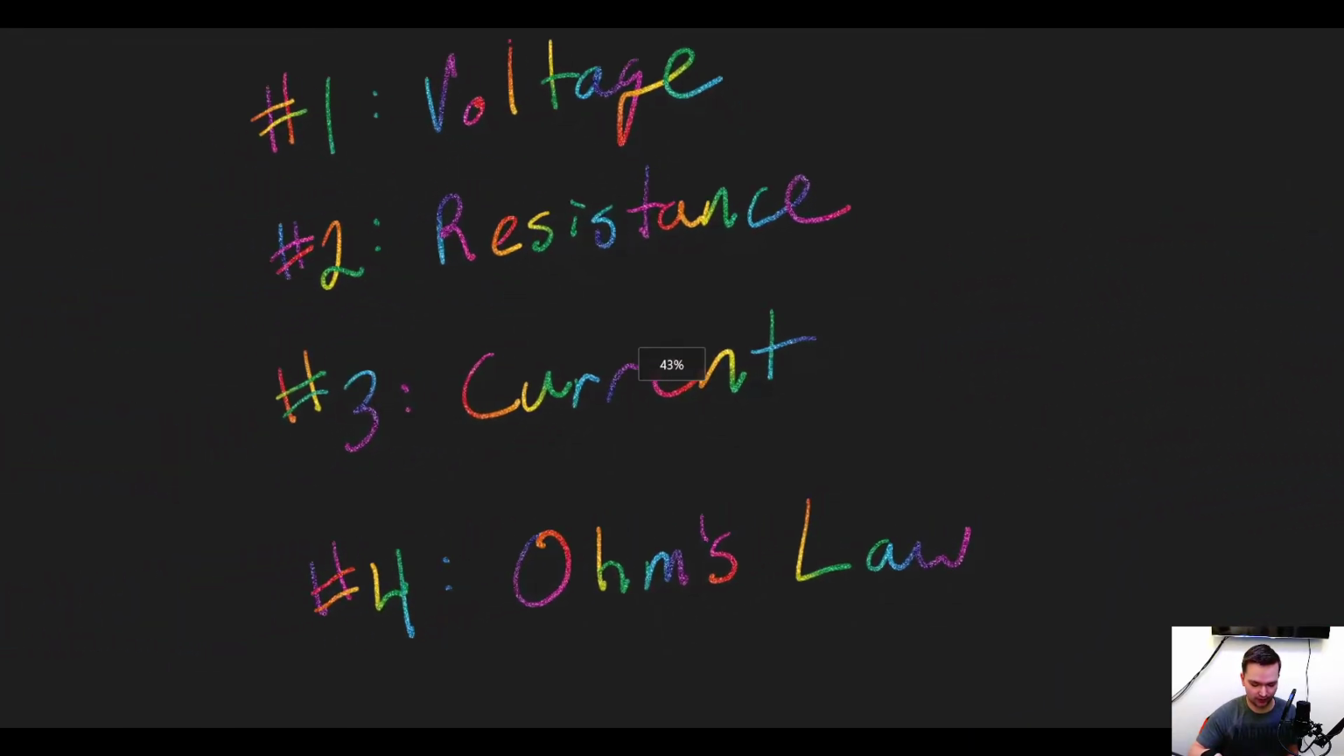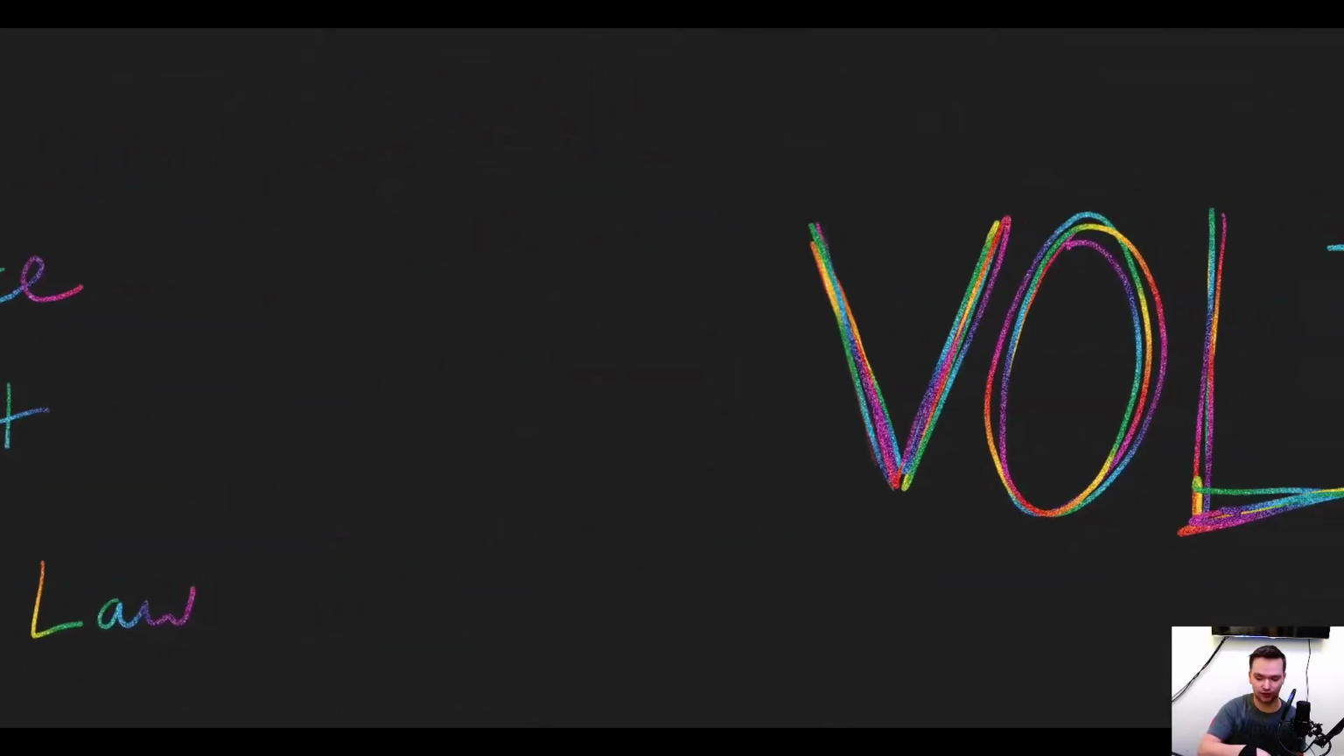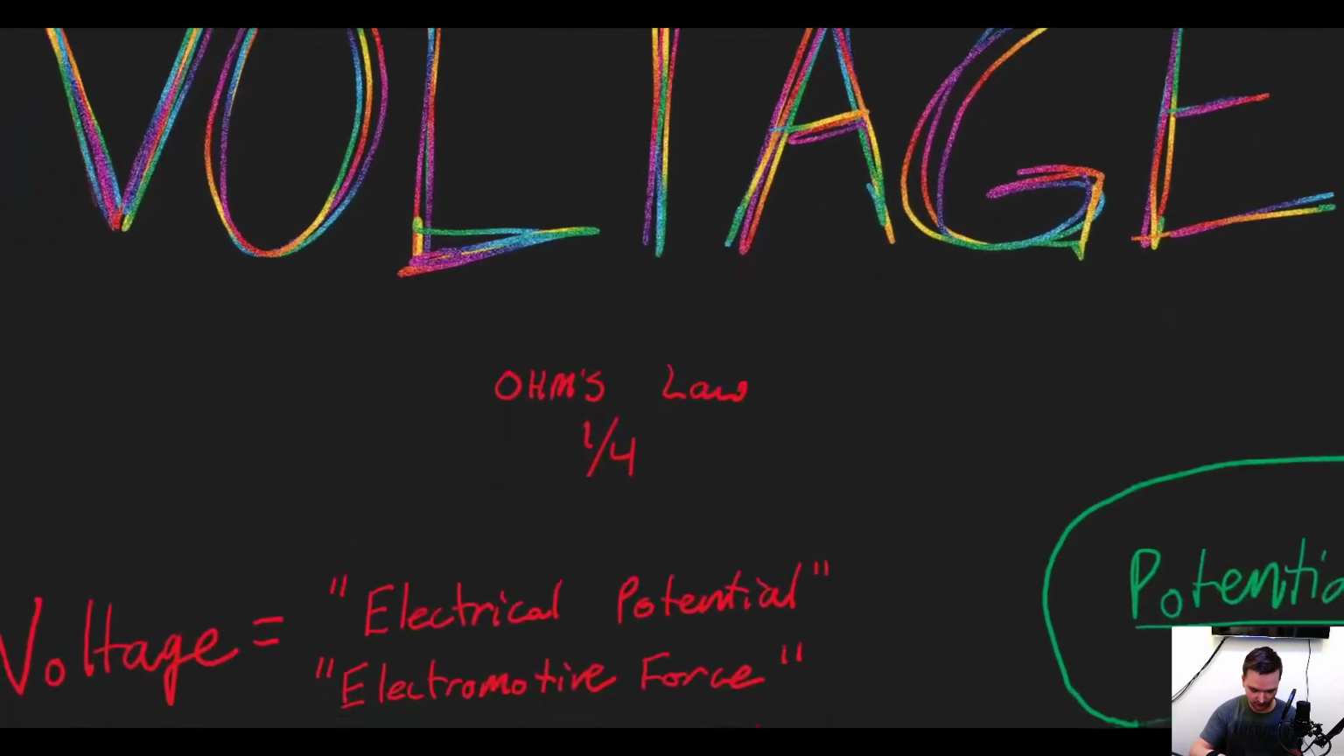So the things that we're going to cover: voltage in our first video. In the second video, we're going to talk about resistance. Third video, we're going to talk about current. You're going to understand intuitively what each of these things mean. And then in the fourth video, we're going to bring them all together to form Ohm's Law, which describes how these things interact with each other. All right, let's get on with video number 1.